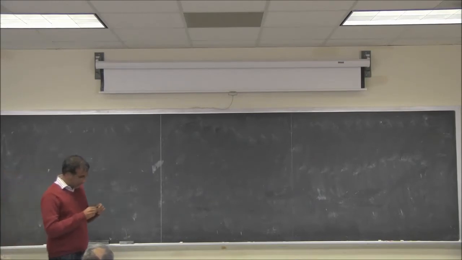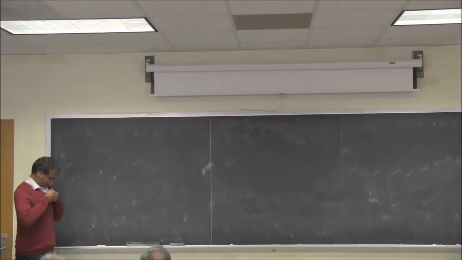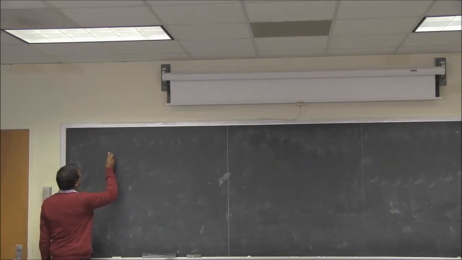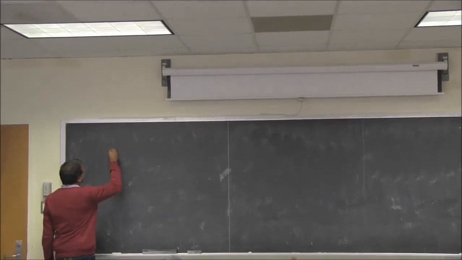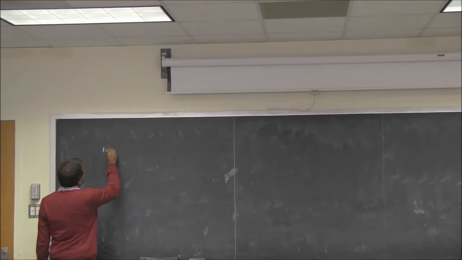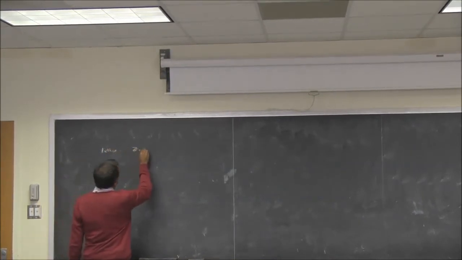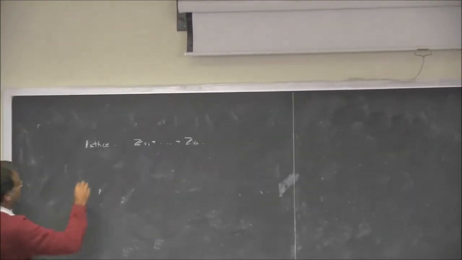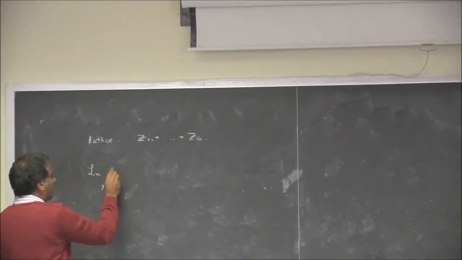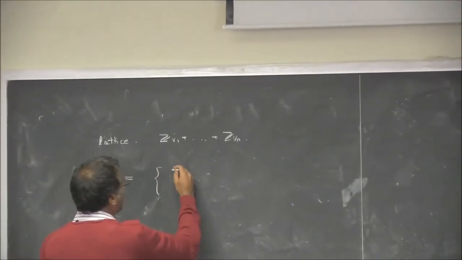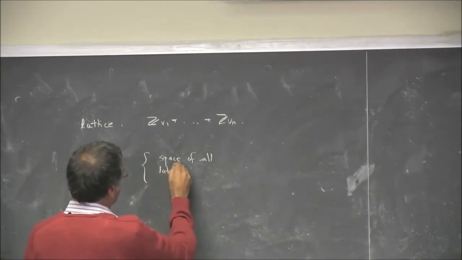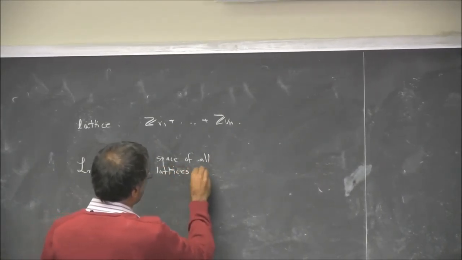Okay, so last time we talked about the topology of the space. Remember, a lattice in R^n was just a linear combination of basis vectors. Now I want to talk about the space of lattices. Let's call this the space of all lattices in R^n.